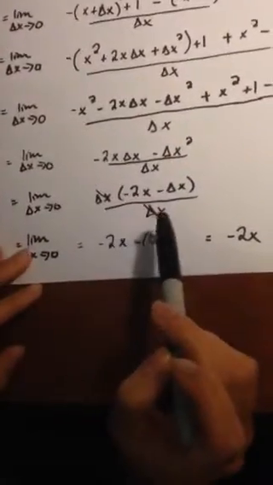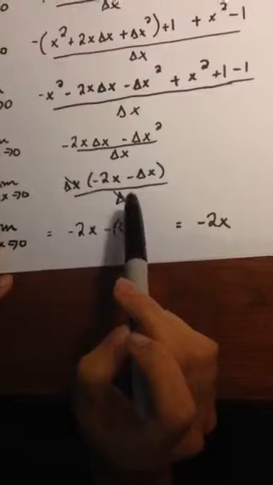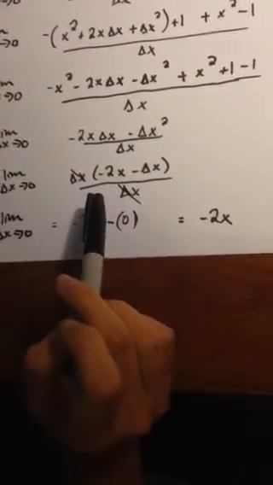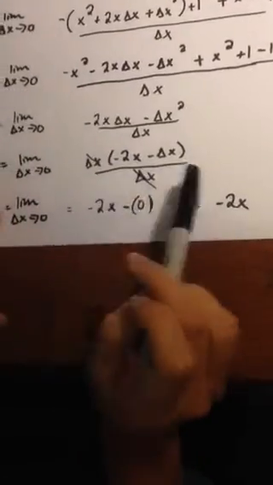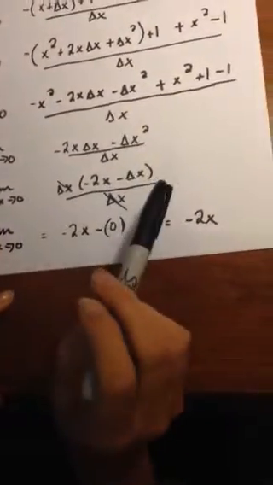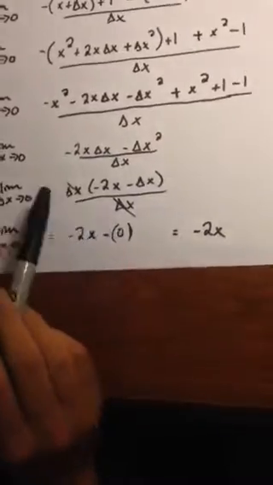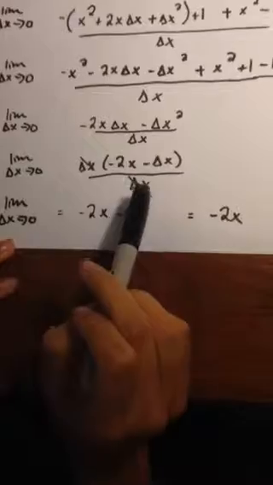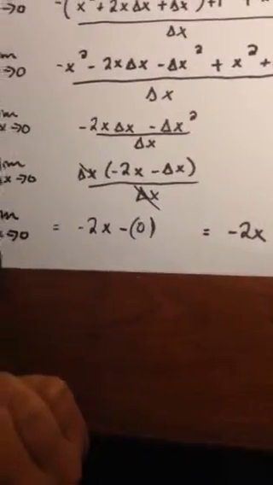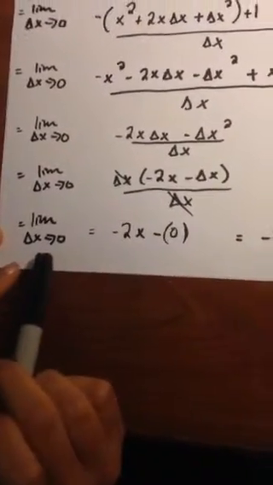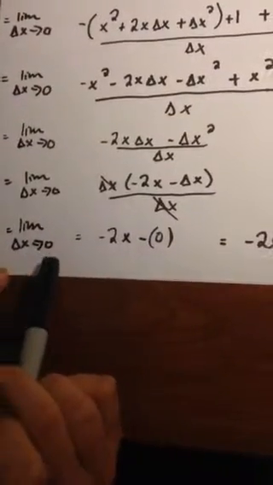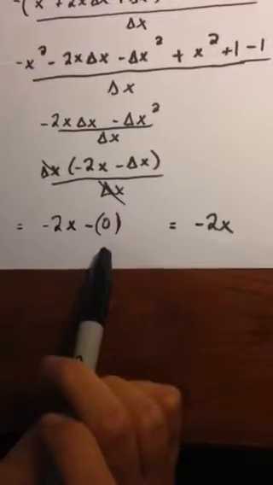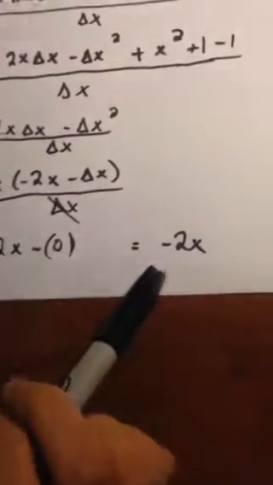And now you're going to factor out a delta x. And so you can end up getting delta x times negative 2x minus delta x all over delta x. And then you cancel out the delta x in the numerator and the denominator. And so you end up getting negative 2x minus delta x, but now you can plug it in the limit as delta x goes to 0, so you plug in 0 for delta x, and the derivative of 1 minus x squared ends up being negative 2x.